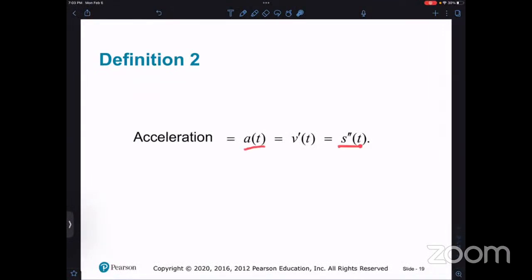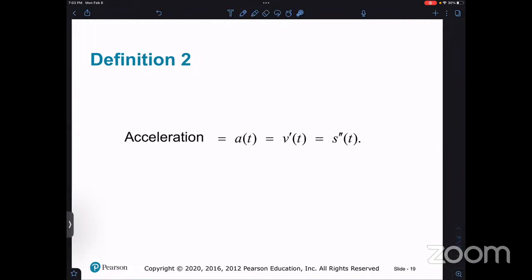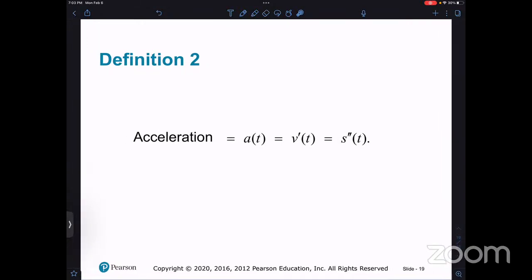So given a position function, you can find the velocity by taking the first derivative, and you can find the acceleration by taking the second derivative. You could even verify the acceleration due to gravity being 9.8 meters per second squared. In a lot of examples, you can verify that it works, given a free falling object.